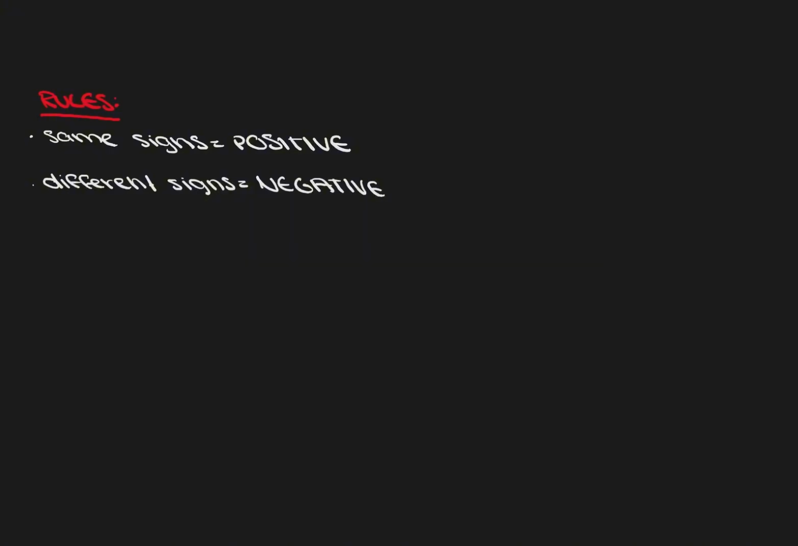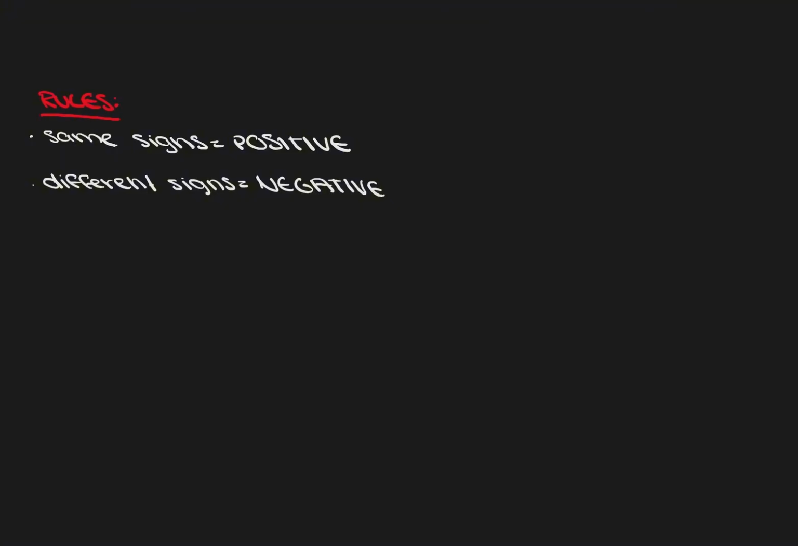Let's move on to multiplying and dividing integers. When multiplying and dividing integers, there are a couple of rules you have to follow. Trust me, these rules will make these operations a piece of cake. Whenever you have two numbers that are being multiplied or divided together and they have the same sign, that means that the product or quotient is going to be positive. Whereas if they have different signs, the product or quotient is going to be negative.